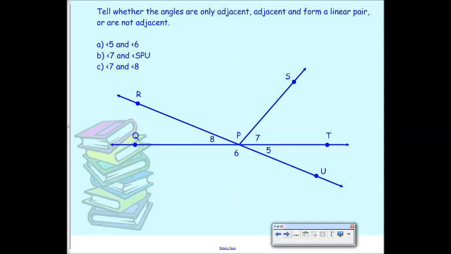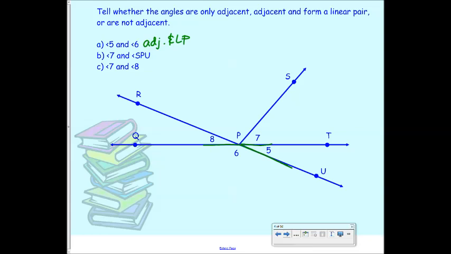So here's angle 5, and here's angle 6. Are they adjacent? Yes, because they share this wall. All right, and do they make a line? Yes, so these would be adjacent and a linear pair. What about 7 and SPU?